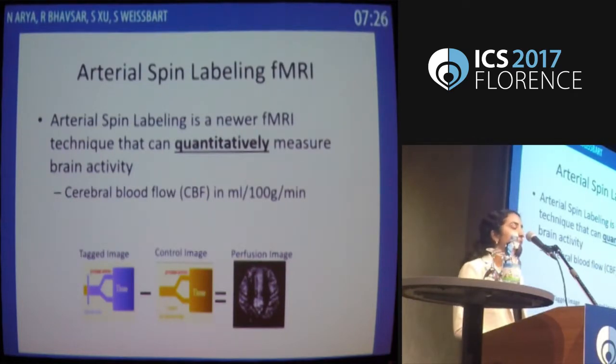Arterial spin labeling is a newer fMRI technique that can quantitatively measure cerebral blood flow in milliliters per 100 grams per minute. This is calculated from the perfusion image, which is obtained from the difference between the tagged image and the control image.